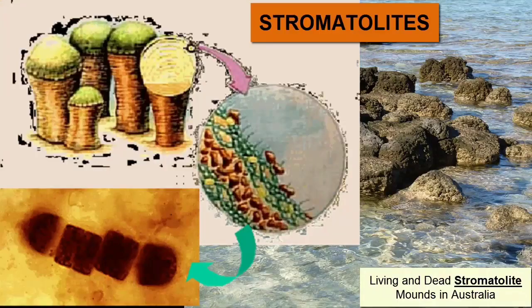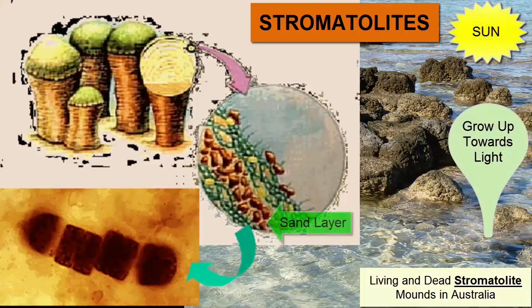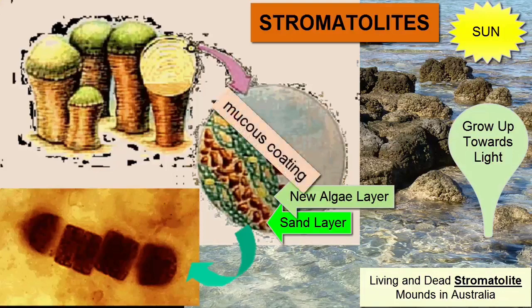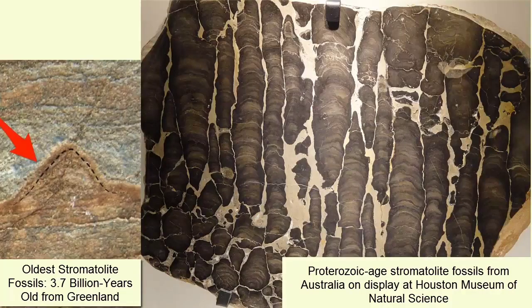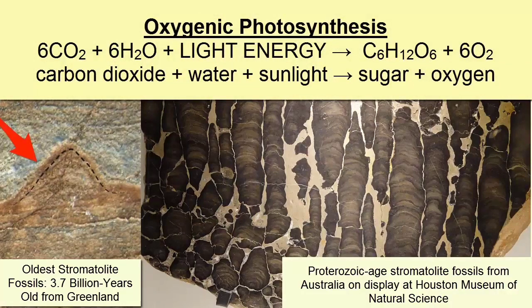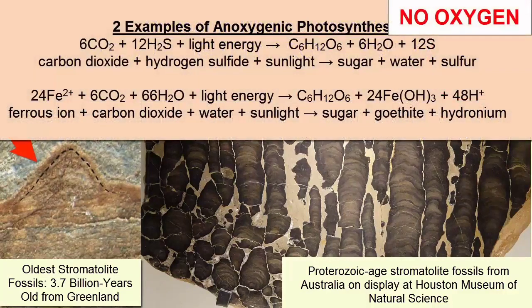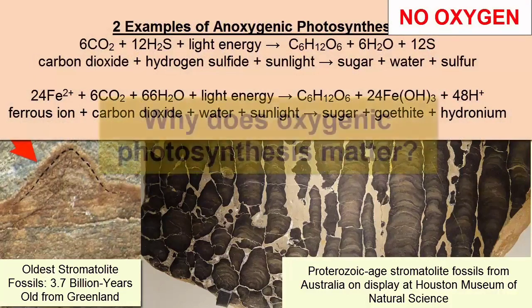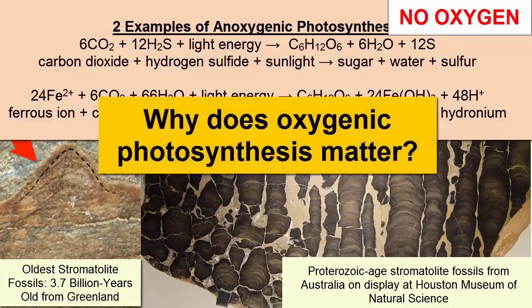Stromatolite mounds form by successive layers of photosynthesizing cyanobacterial mats growing in a coastal environment and doming upwards towards the light. Each layer traps sand within it, ultimately blocking the light, requiring new layers to form atop the old ones. The cyanobacteria are protected from the ultraviolet rays of the sun by the thick mucus coating in which they live. This image shows what fossilized stromatolite mounds look like. Today, photosynthesis is primarily oxygenic, producing oxygen as a waste product. However, the earliest form of photosynthesis was not an oxygen-producing one. Why does the evolution of oxygenic photosynthesis matter?